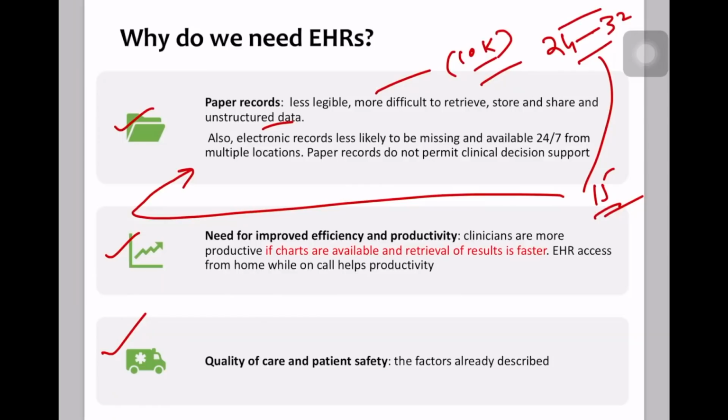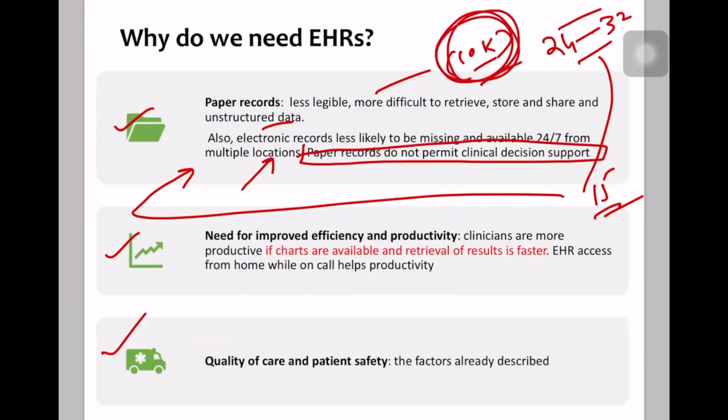So that's why we say electronic records are less likely to be missing and are available 24/7 from multiple locations, compared with paper-based records, which don't permit clinical decisions. Okay, we will discuss this part. Now look at this 24/7. For example, if you have to make a copy of 10K patient records, how many papers would you have to use, how many hours would it take, how much labor would you need? Copying 10,000 patient records, you can save in one single Excel sheet. It's just a matter of milliseconds or seconds.